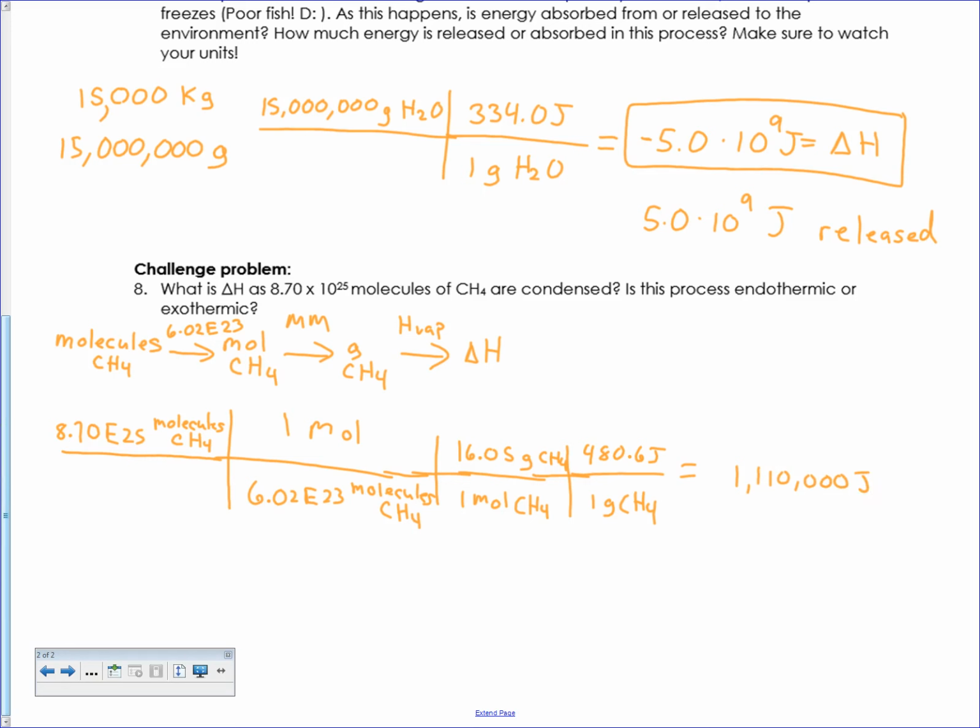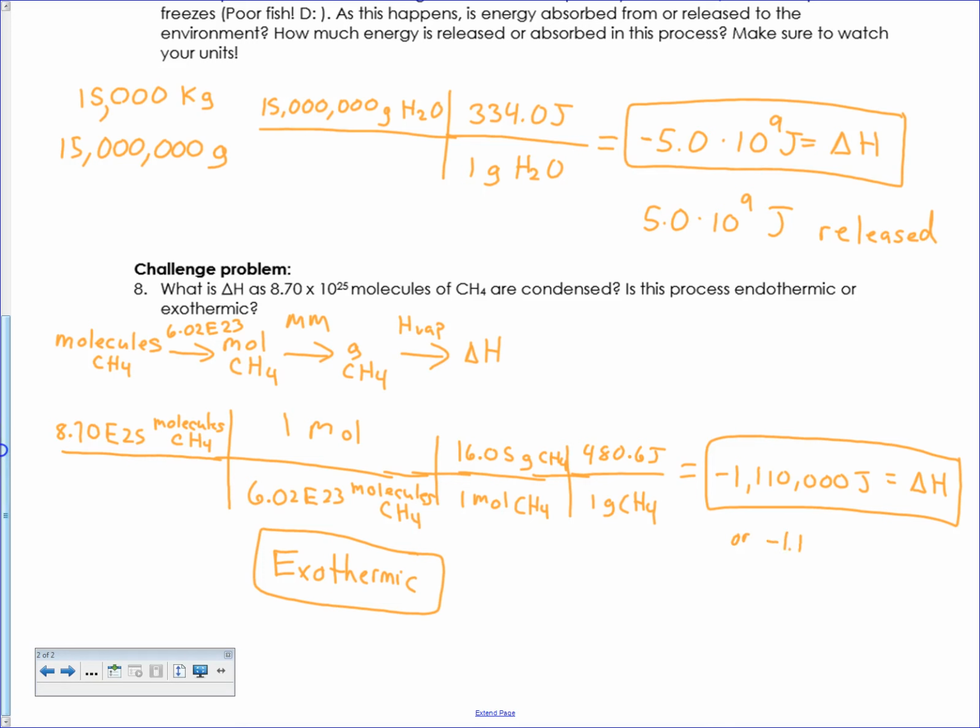This is an exothermic process. That's the next thing that it says, because we're talking about condensing. So that is exothermic. And if it's exothermic, that means we should have a negative sign on our delta H. Okay, so this should be negative for our delta H. All right, this is a kind of long number, so you might also write it as negative 1.11 times 10 to the 6th joules. That would also be acceptable.